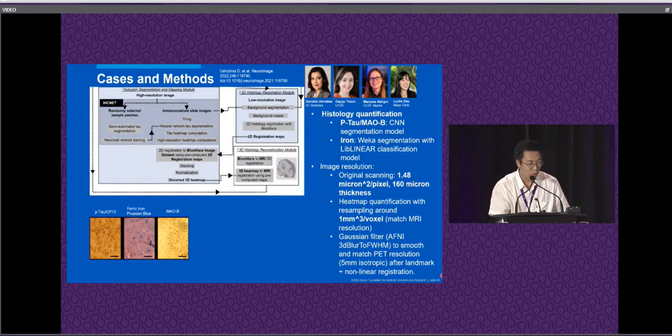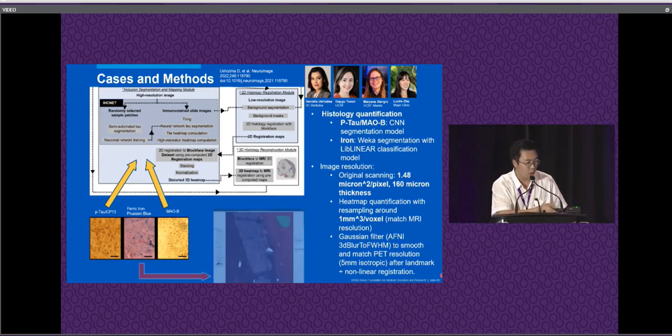So for those who are interested in details of the method, it is published already. Basically, we're utilizing a convolutional neural network-based segmentation model to quantify our phosphorylated tau and MAOB. For staining that has less background, like ferric iron, we're utilizing the Weka segmentation toolkit for quantification. All quantification is done at the micrometer scale. After that, we send this data into our voxel reconstruction pipeline for reconstructing the voxels in 1 cubic millimeter space to match the MRI voxel size.